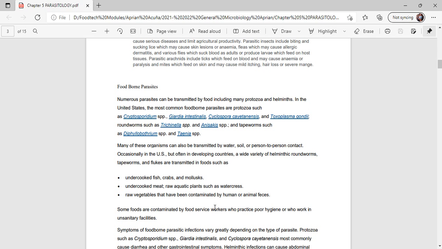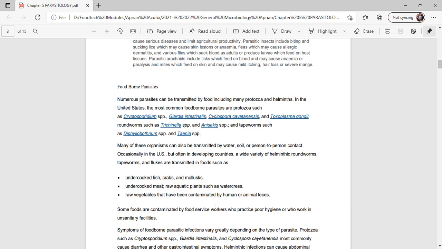Okay, for food-borne parasites, numerous parasites can be transmitted by food, including many protozoans and also helminths. In the US, the most common food-borne parasites are protozoans such as Cryptosporidium species, Giardia intestinalis, Cyclospora cayetanensis, Toxoplasma gondii, or roundworms such as Trichinella species, Anisakis species, and tapeworms, which are Diphyllobothrium species and Taenia species.